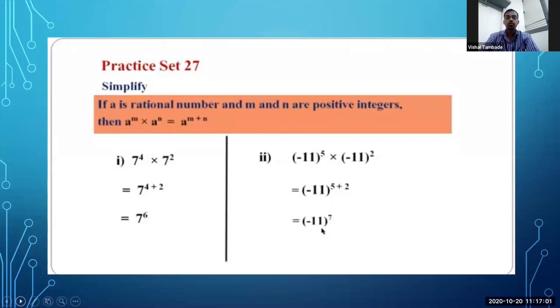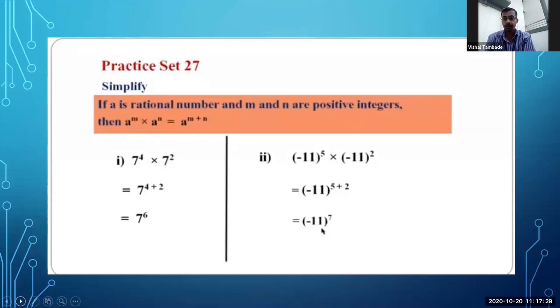Okay, what is the law? I will repeat it once again. A raised to the power m multiplied by a raised to the power n equals a raised to the power m plus n. Using this law, we have to solve practice set number 27 and find the answer. First question: 7 raised to the power 4 multiplied by 7 raised to the power 2.